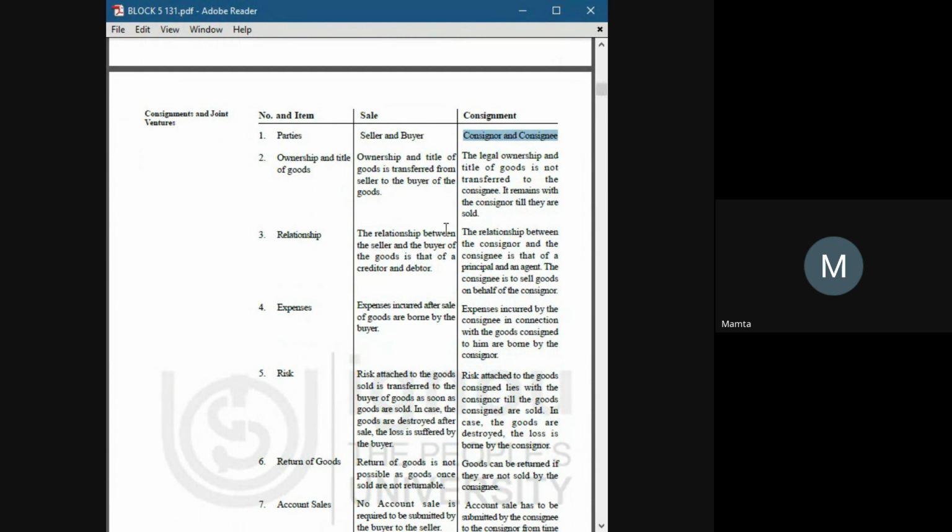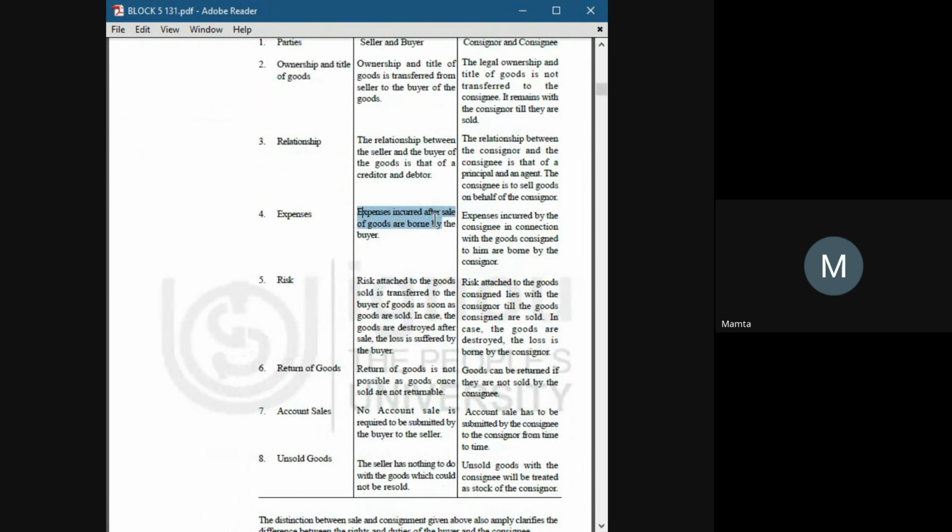In sales, the relationship between the seller and the buyer is that of creditor and debtor, but in consignment the relationship is that of principal and agent. Ownership: when you sell the goods, the ownership is transferred directly to the buyer. But when you give the goods to the agent, the ownership of the goods remains with the consigner only, means the manufacturer only.